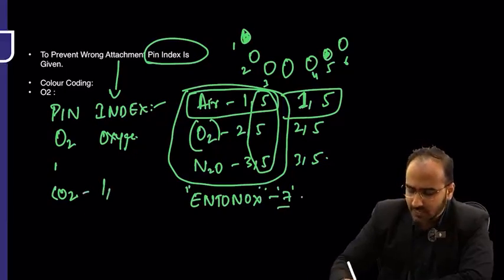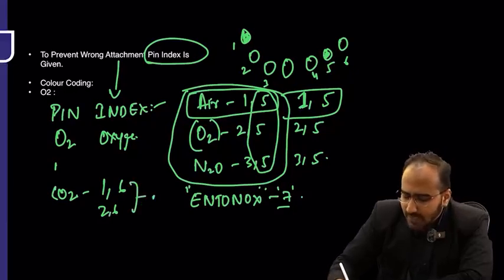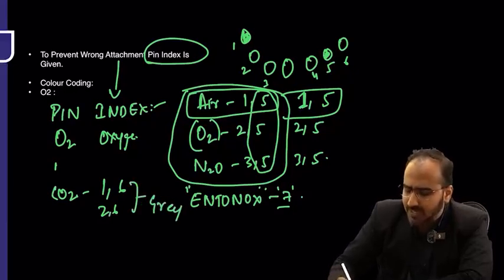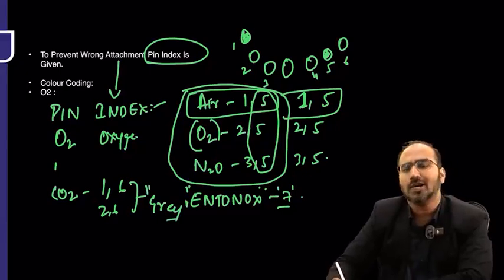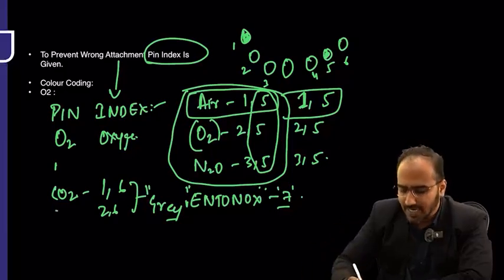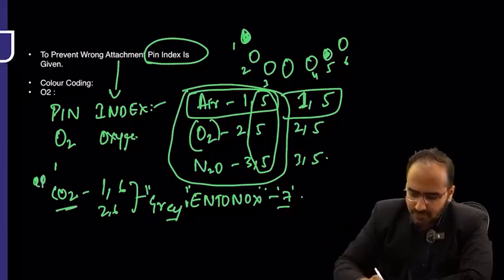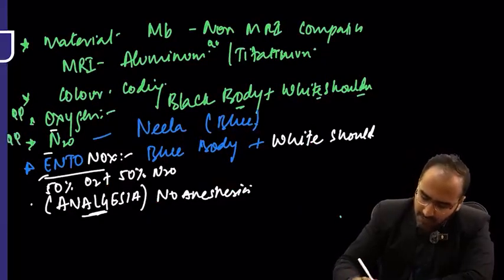Carbon dioxide, it is 1, 6 and 2, 6. The color coding for the carbon dioxide cylinder, I forgot to tell, is grey. Carbon dioxide is grey in color. Guys, remember in the color coding, oxygen, nitrous, Entonox and carbon dioxide. These are very, very important ones.